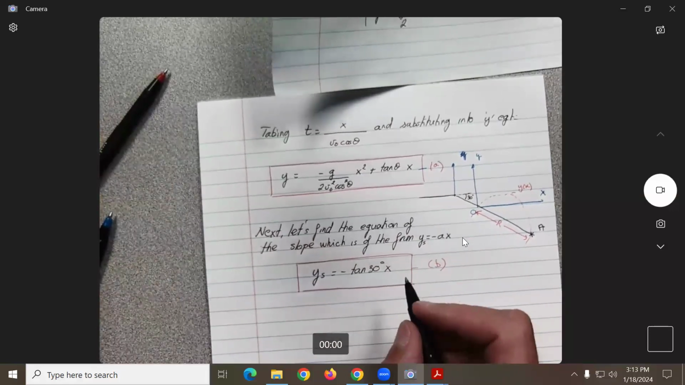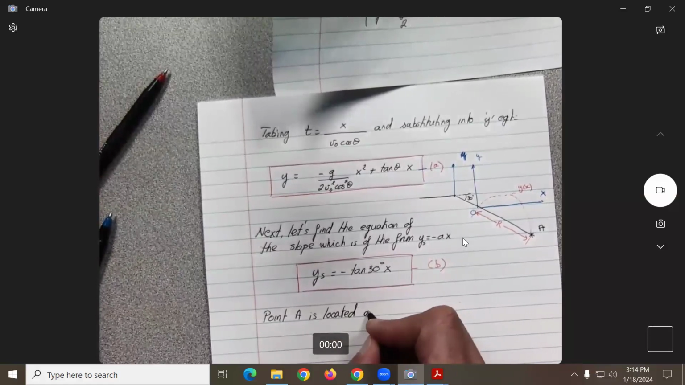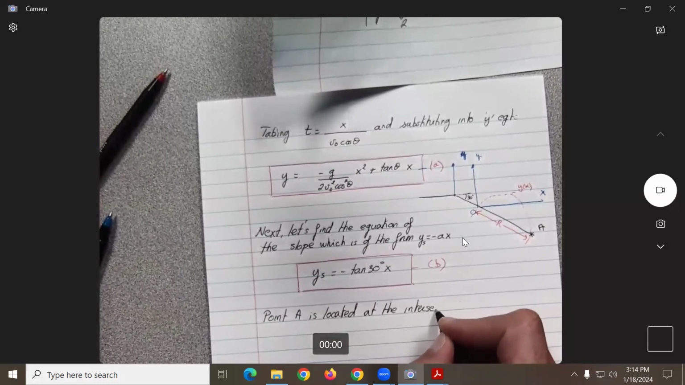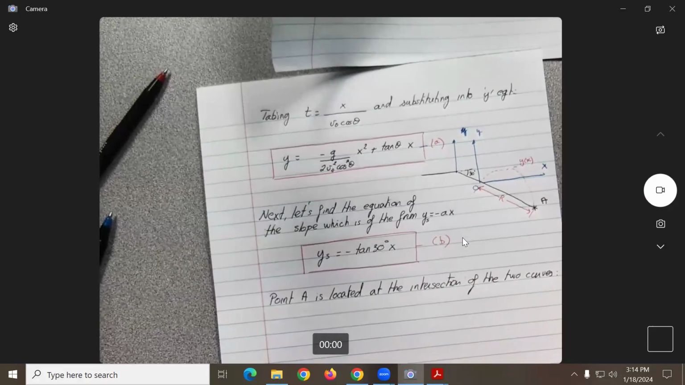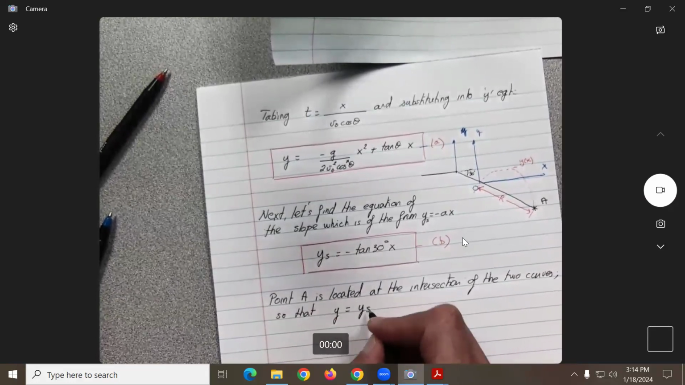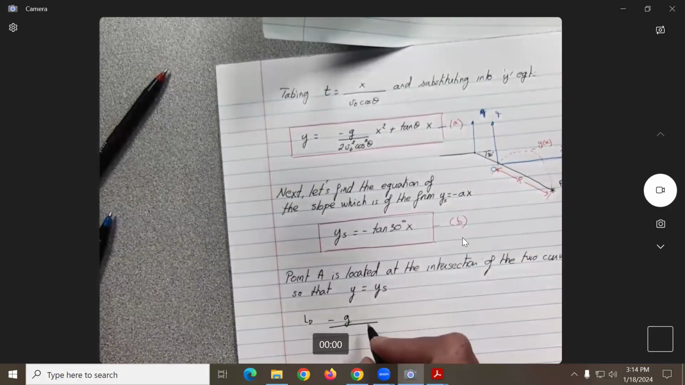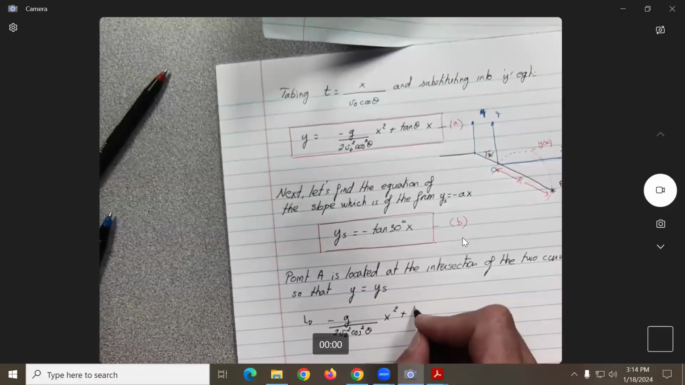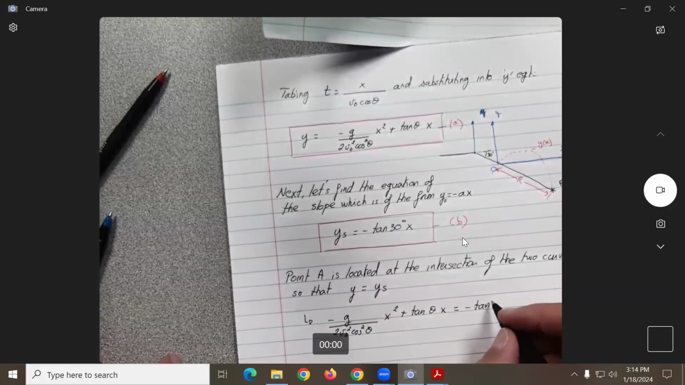So let's see, what can we do next? So point A is located at the intersection of the two curves. Okay. So what does that mean? You need to have y equal to y of the slope, no? Which is equivalent to saying: minus g over 2 v naught squared cosine squared theta x squared plus tangent theta x will be equal to minus tangent of 30 x.